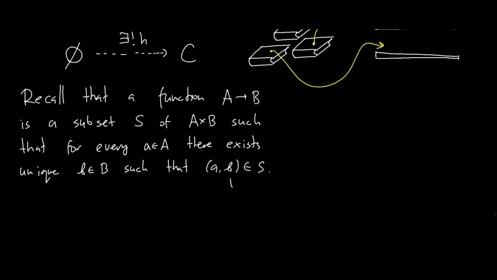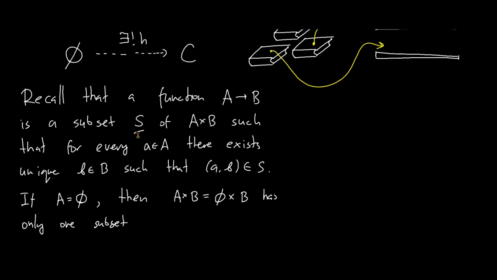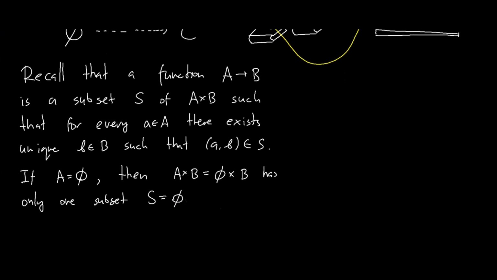Now, what happens if in this definition A turns out to be the empty set? If A is the empty set, then A times B, which is then the empty set times B, has only one subset. The only possible value of S is the empty set, because when you try to collect ordered pairs where the first component comes from the empty set, since the empty set has nothing in it, there will be no ordered pairs. So it has only one subset, the empty set.